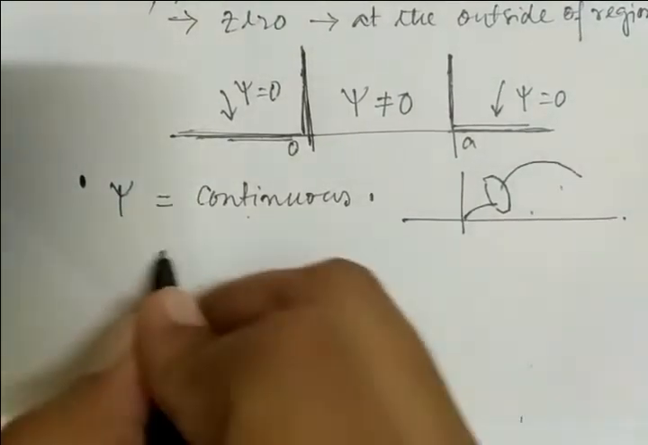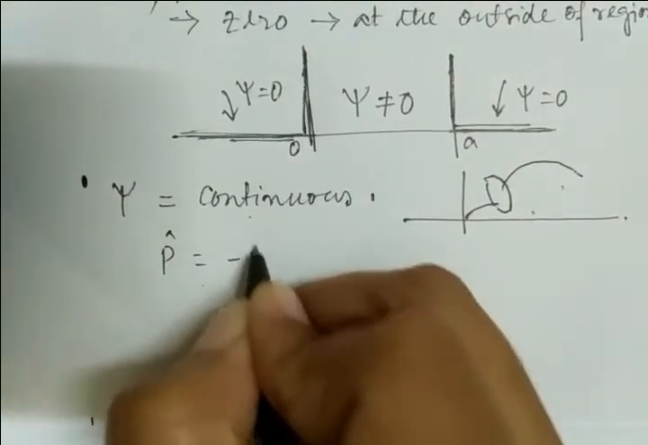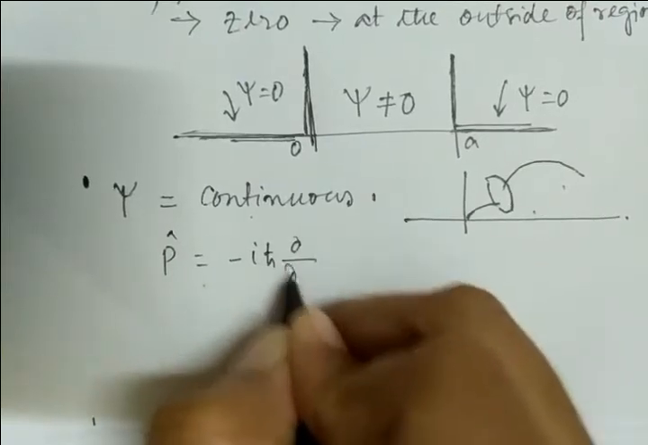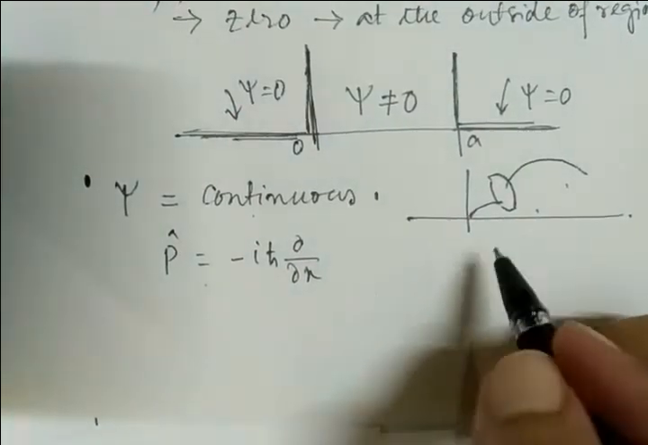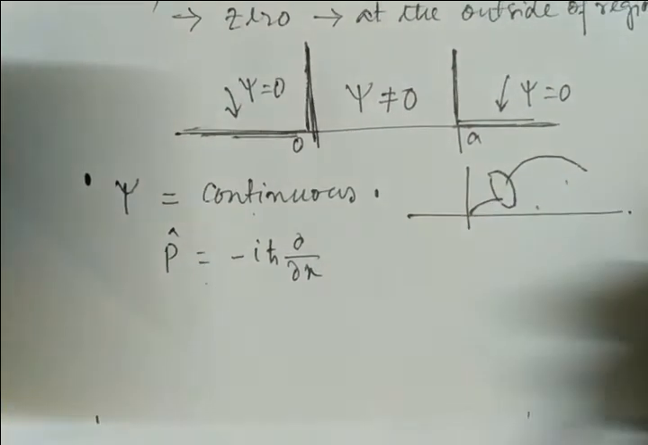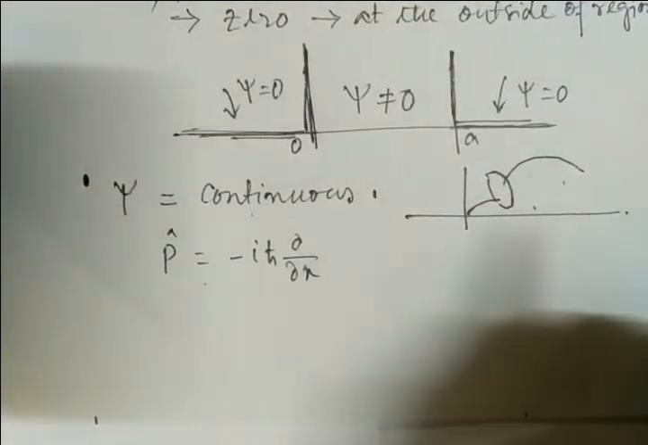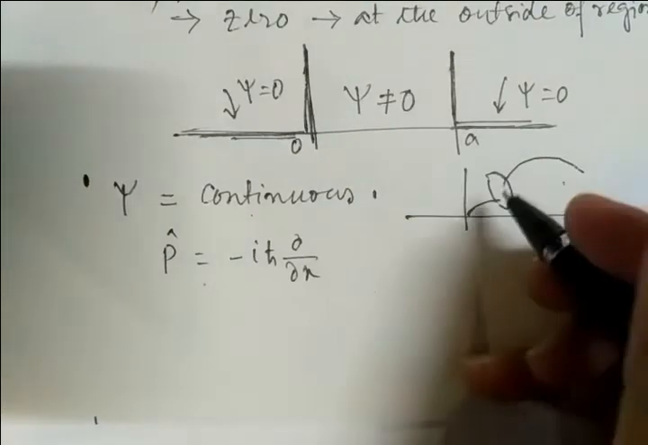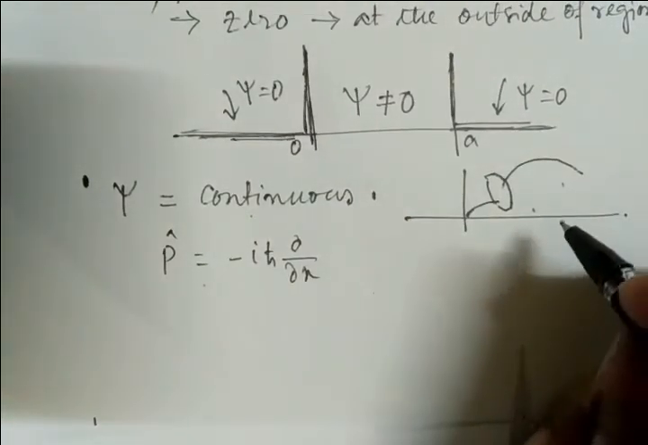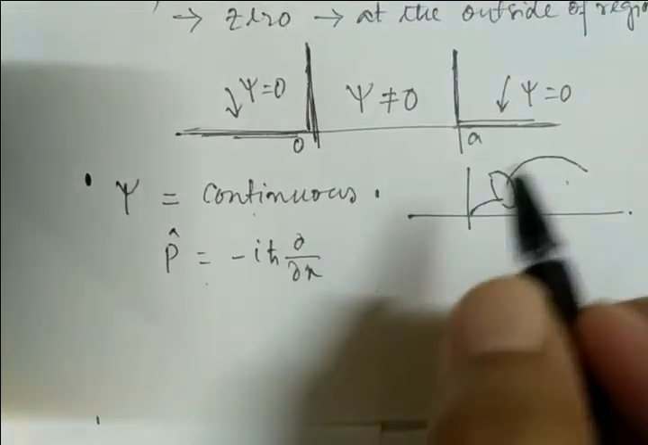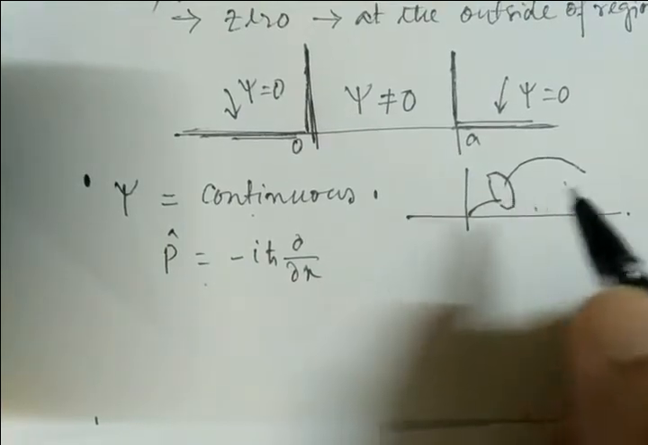Okay, because we all know the momentum operator is minus i h cut del by del x. So if we calculate this parameter, it will have an absurd value in this region. So we will not accept this type of discontinuous region. So psi must be a continuous function, a continuous wave function.